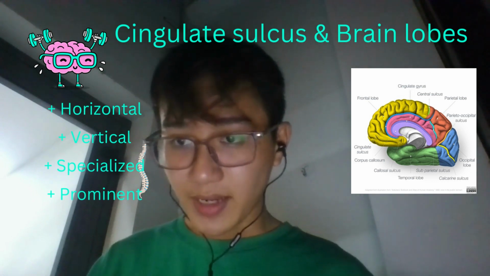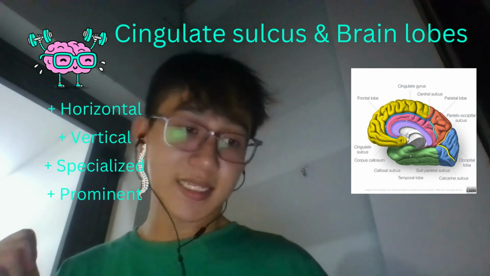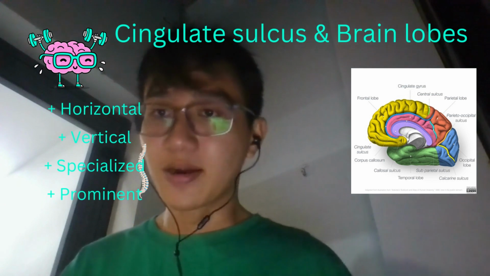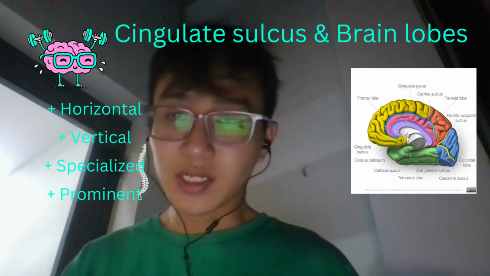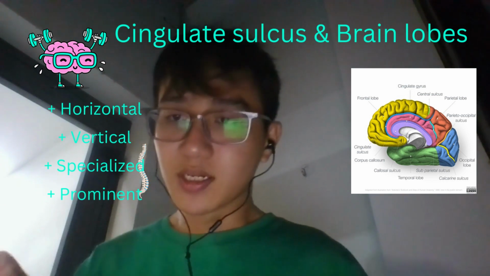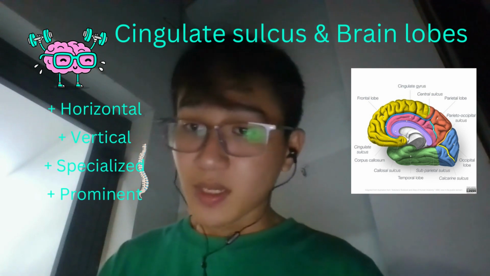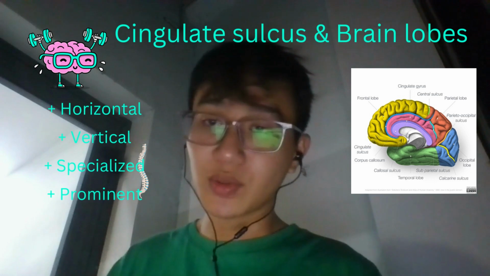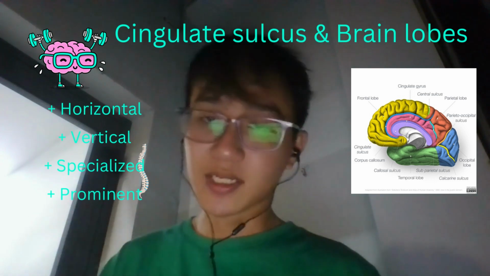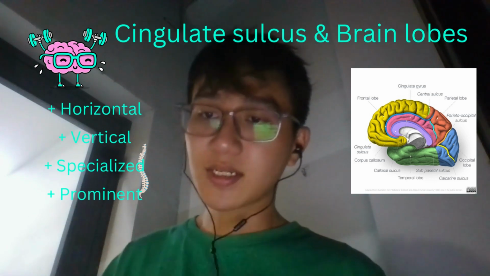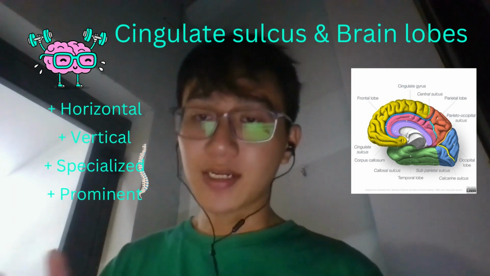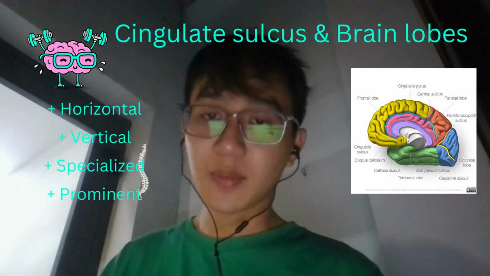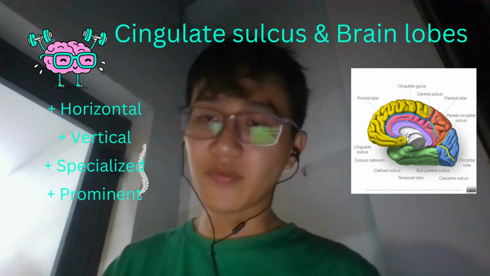So, okay, let's sum it up. We have a definition of the cingulate sulcus. The cingulate sulcus is adjacent to the cingulate gyrus, also known as the cingulate cortex. It separates the cingulate cortex and the limbic lobe from the frontal lobe and parietal lobe.